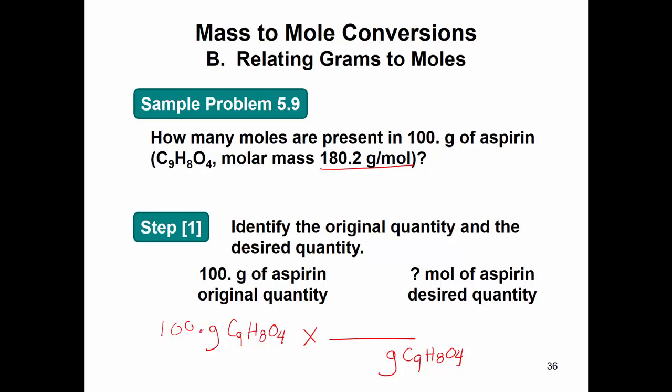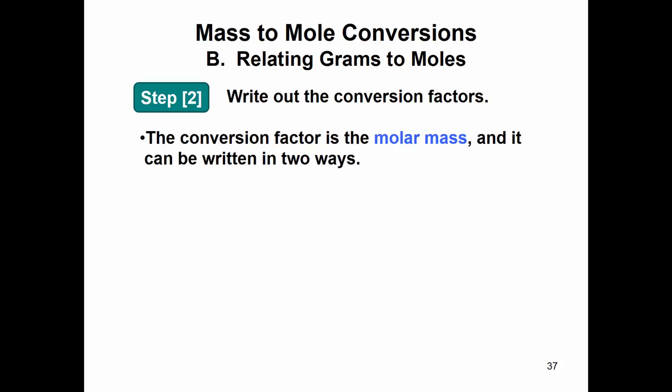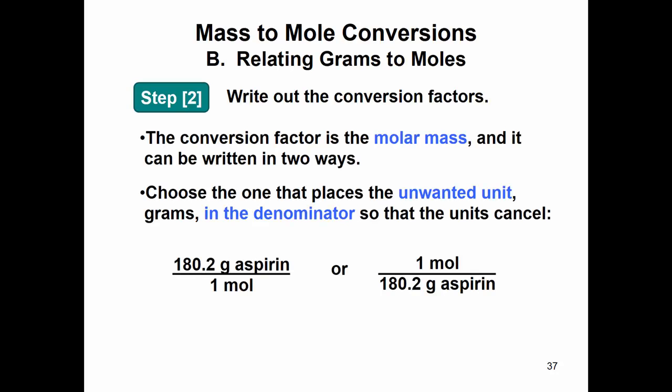What do I have? What are my common conversion factors, common units that could fit in here and give me what I want? Because I want moles of aspirin. All right, so aspirin, if we look at our conversion factors, has a molar mass of 180.2 grams per mole, or we could flip that over and plug it in as 1 mole per 180.2 grams of aspirin.